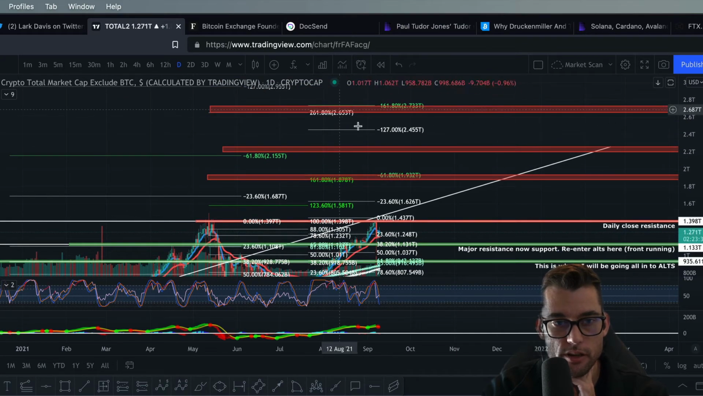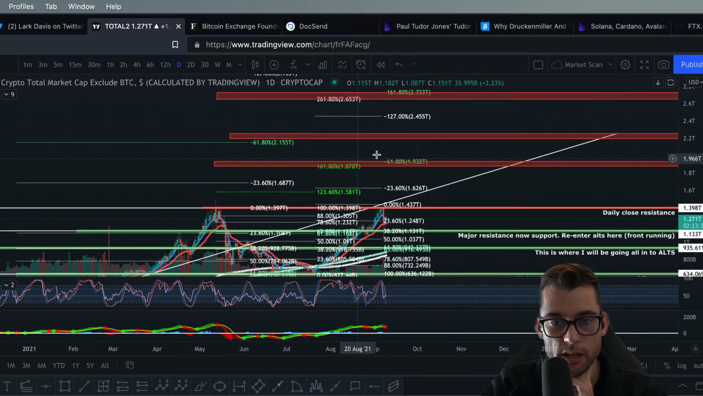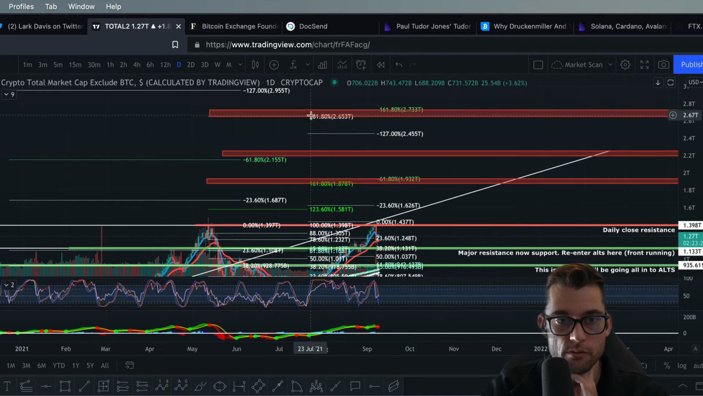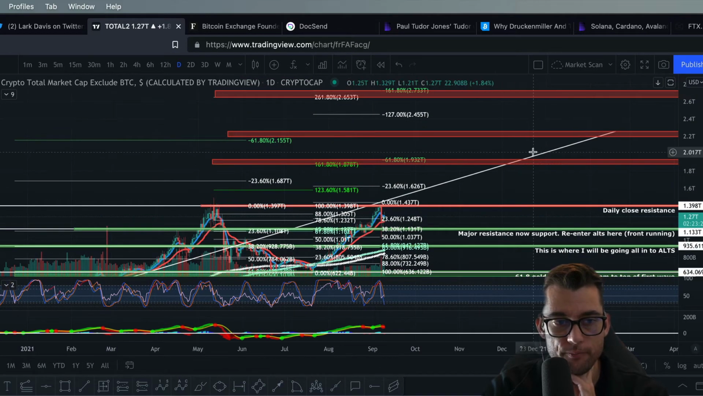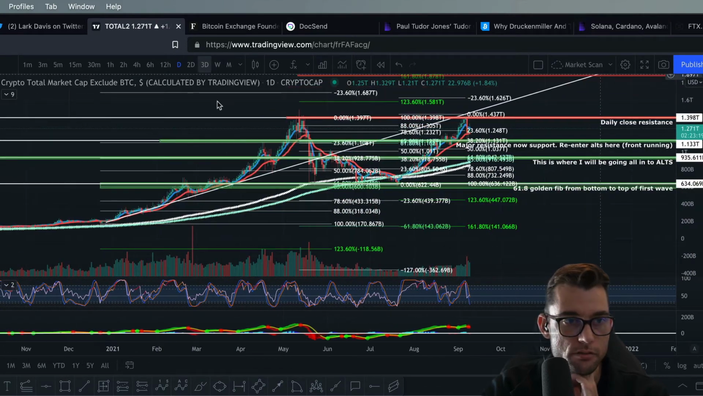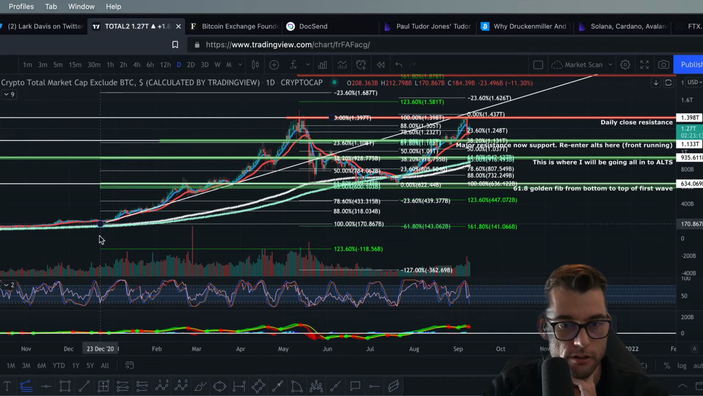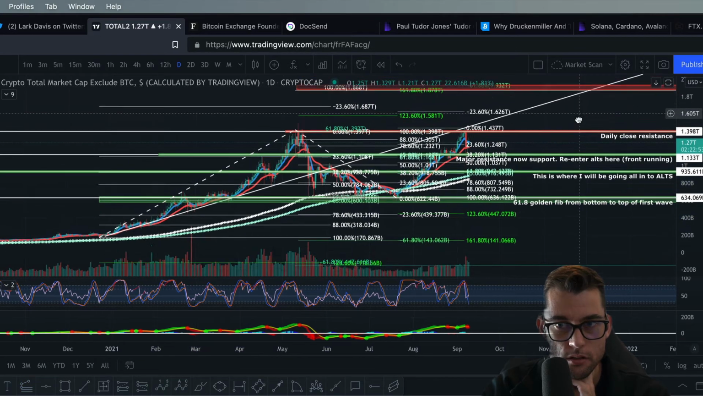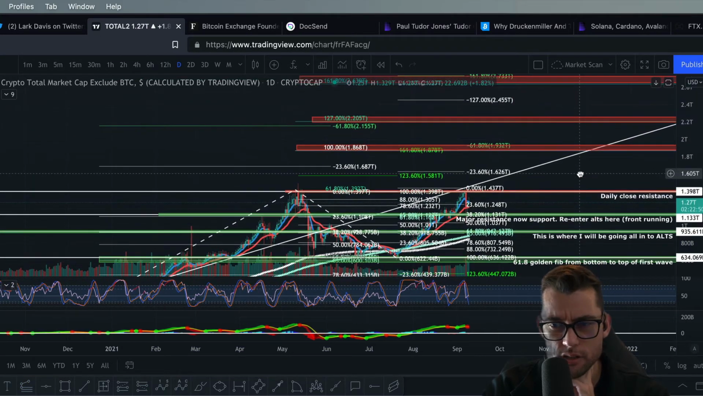So this right here is the 161.8 of the move up. This right here, and it's also the 261.8% of the move down. And what we could also do is take this bottom right around here, top right around here, right there, bottom right there. Okay. And this is going to be the Fibonacci extension. And we can see Fibonacci extension.